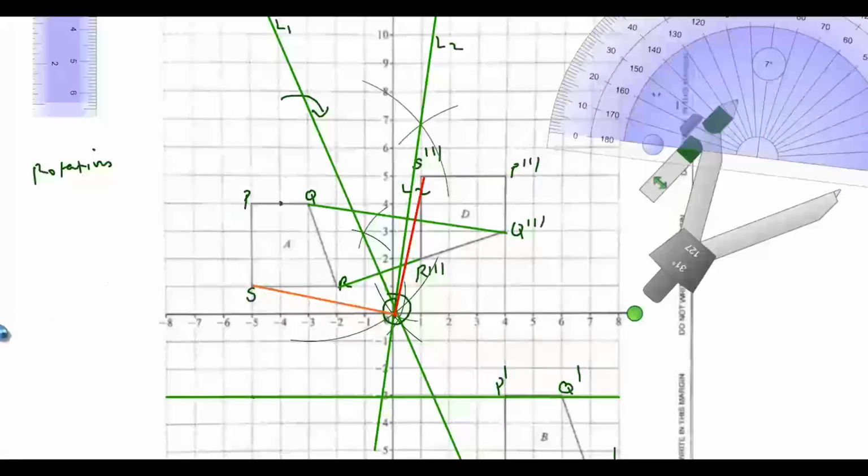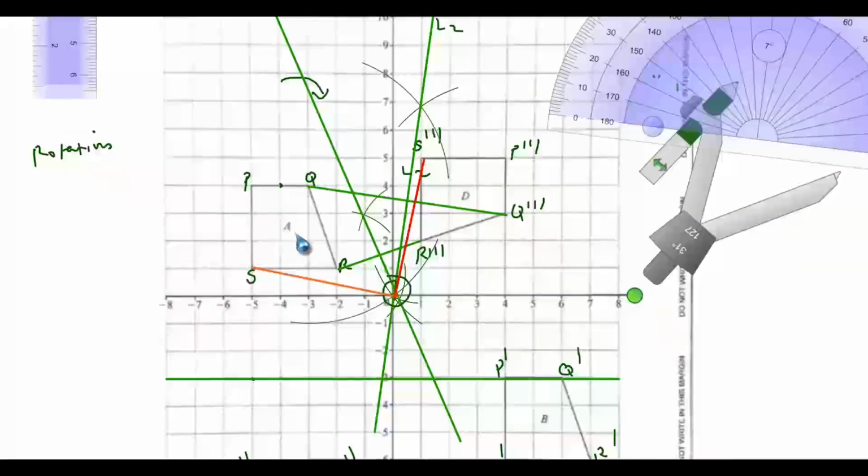So we want to enlarge quadrilateral A by the scale factor of 2, and the center of enlargement is x equals -3, y equals -3. So that will be this point here. Let's call it point E. That's the center of enlargement. The scale factor is equal to 2.